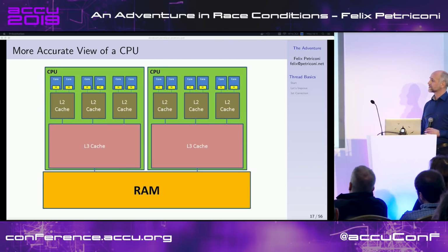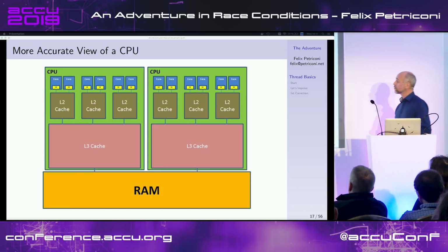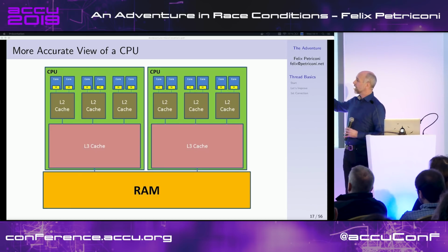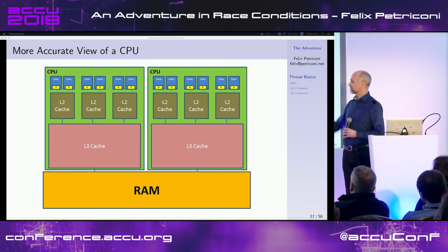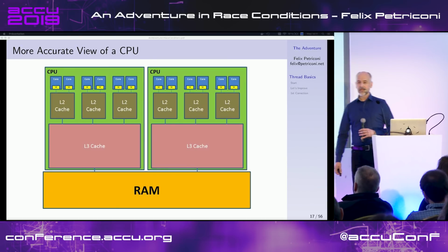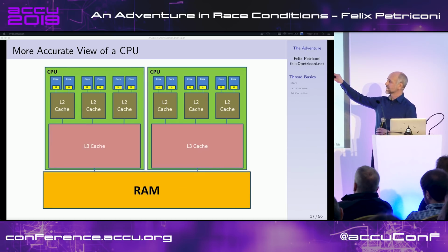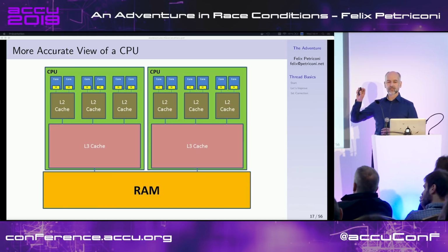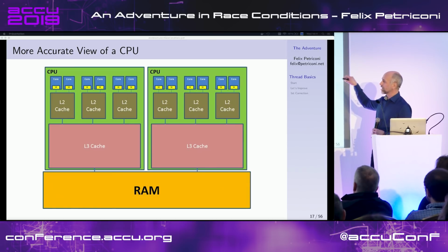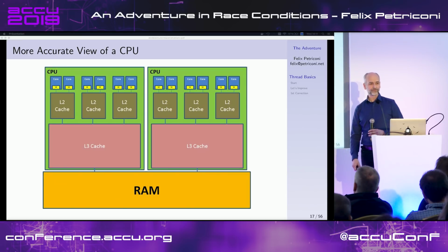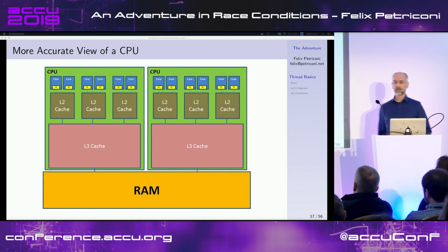In reality, we have something like this. We have several cores, and we have level 1 cache, level 2 cache, level 3 cache, and then the RAM. As soon as one starts changing a value here, this change must be propagated through all the caches, and even to the other chip too. Okay?